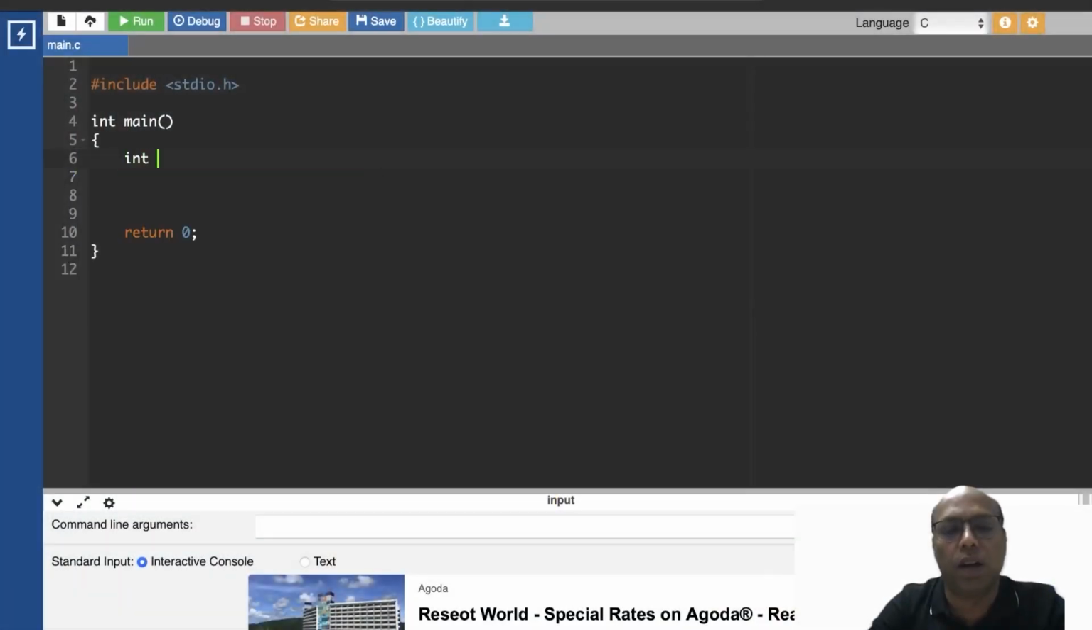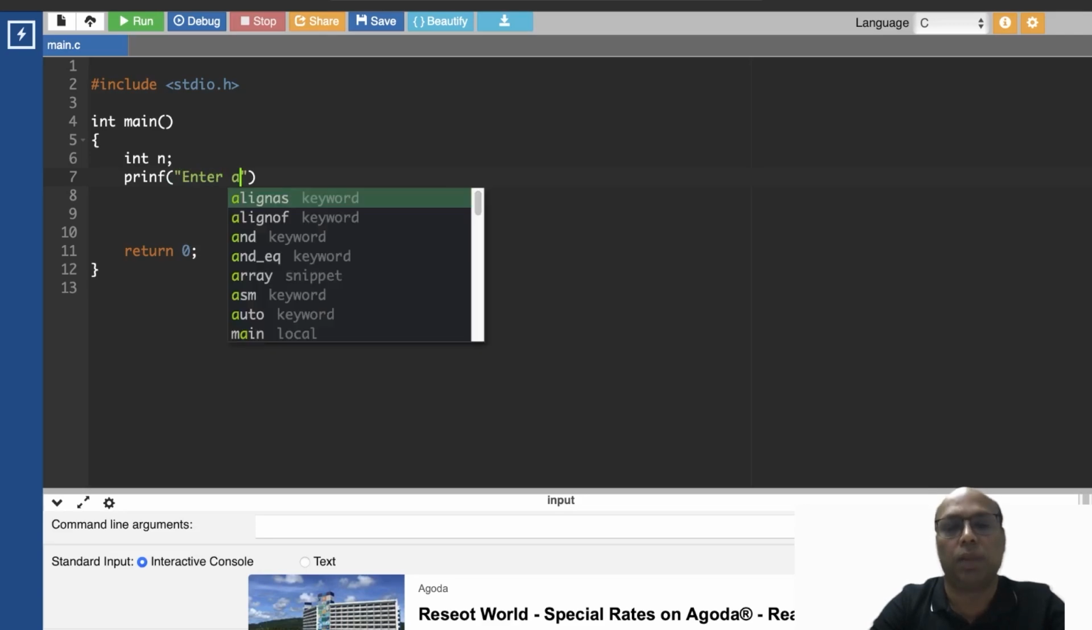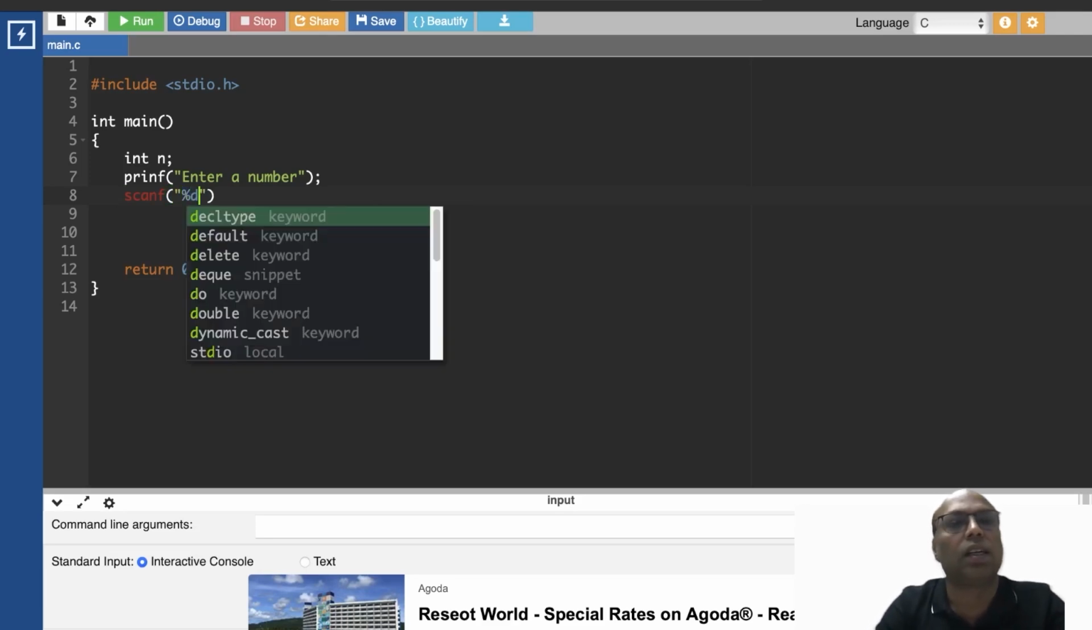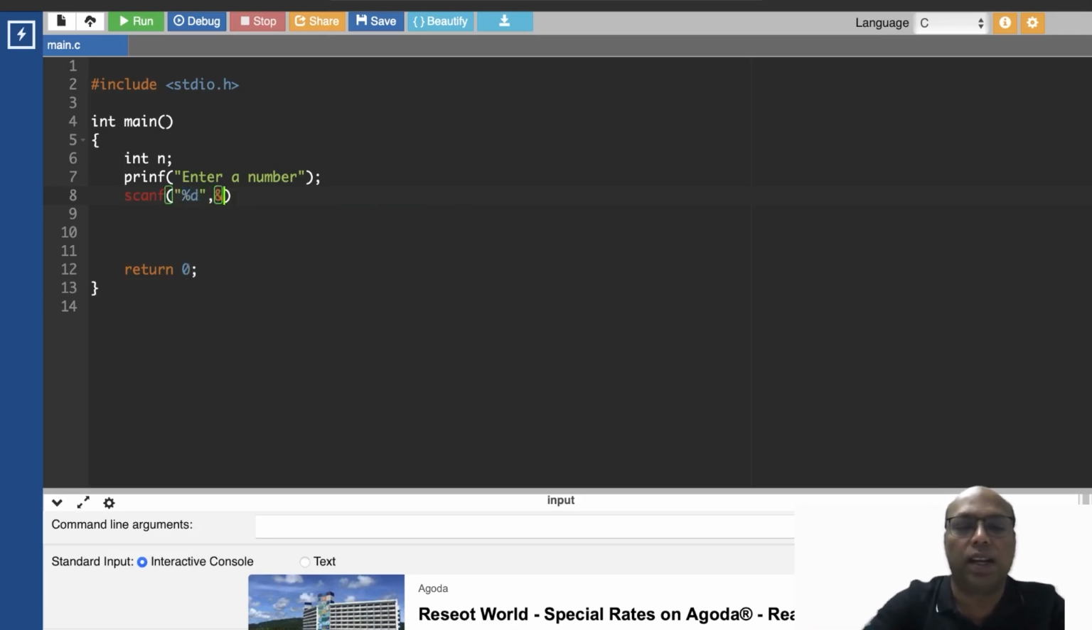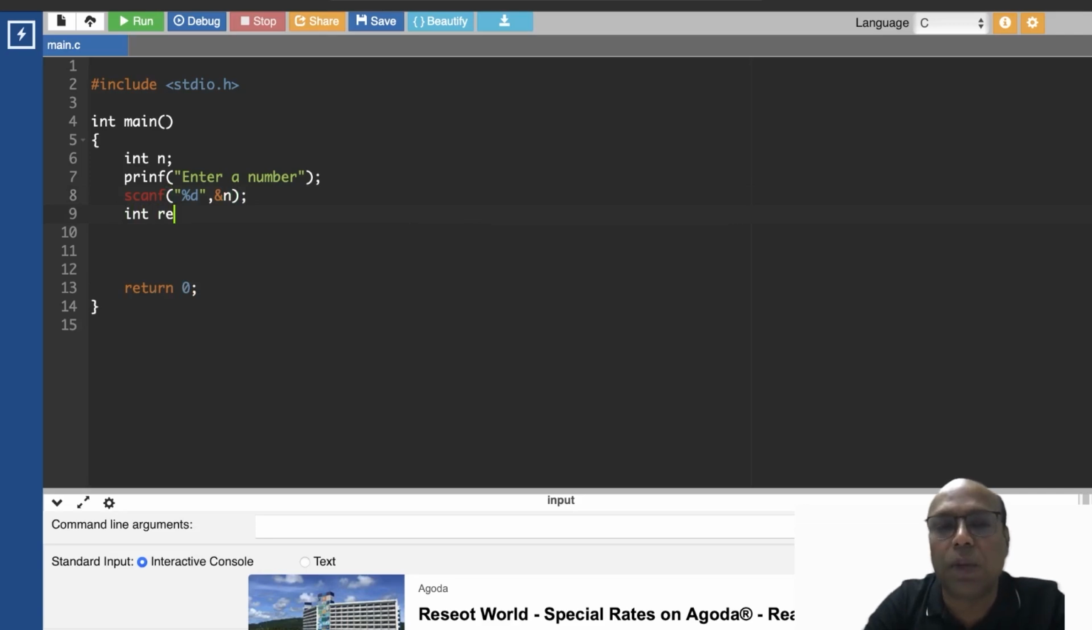I have to give a number. Enter a number, scanf percentage d, and I need to reverse. Now tell me, what is the procedure I was repeating?